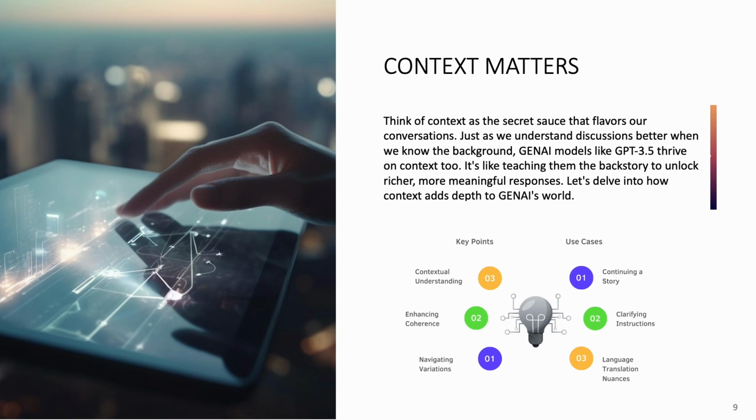The key points for why context matters: the first one is contextual understanding. Generative AI models interpret prompts better when previously input informs their current response. Then there is enhanced coherence. What does it mean? It means context ensures that the model's output aligns with the ongoing conversation or narrative, or the student who wants to ask a question. Then there is navigating variations. By adjusting context, you can guide generative AI to produce desired outcomes.